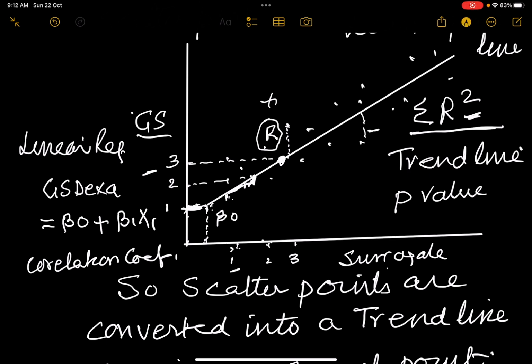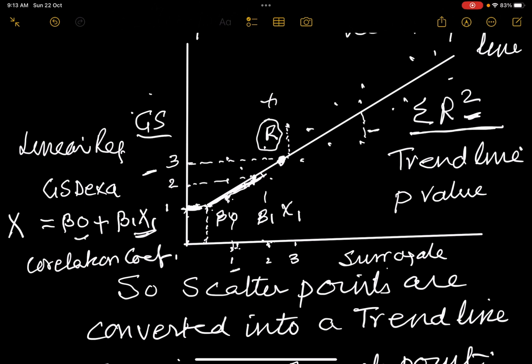plus the incremental increase as you go from 1 to 2. As you go from 1 to 2, the trend line increases. This is called beta 1, each increase, and you have to multiply it by the number of increases, x1. For example, x1 is the point. So the value will be equal to beta 0 plus beta 1 x1.